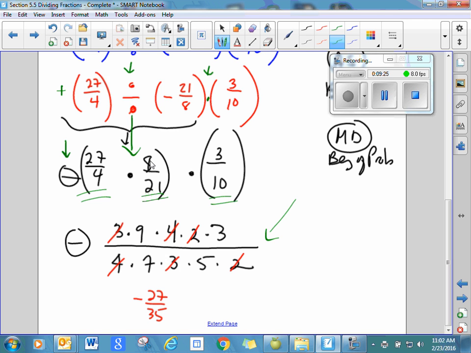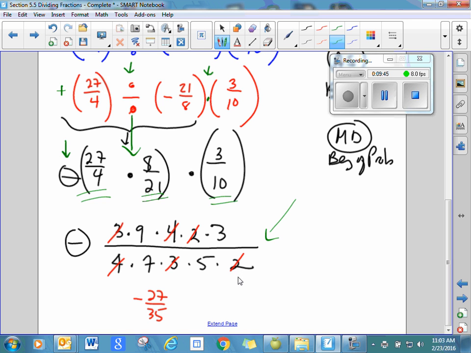I've got 8 and I've got a 4 on the bottom. Those are going to cancel. So I'm going to make 8. Instead of going 2 times 2 times 2, I'm going to do 4 times 2. And there's the 3. In the denominator, I've got my 4. I've got 21, which is 3 times 7. And I've got my 10, which is 5 times 2.